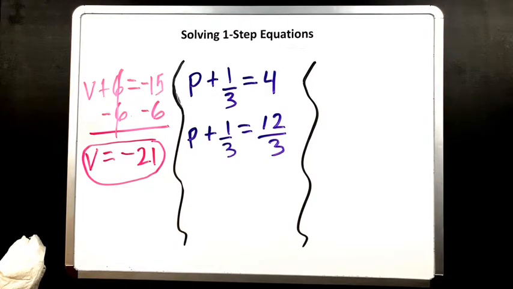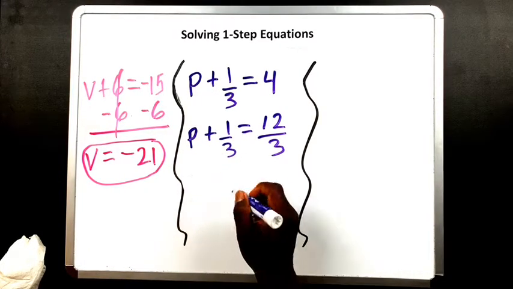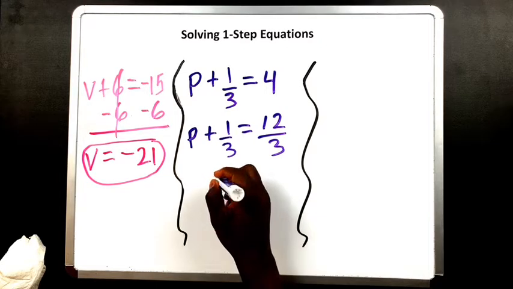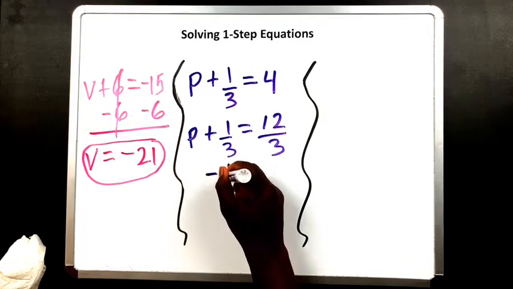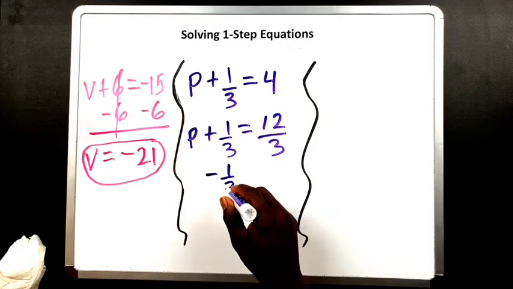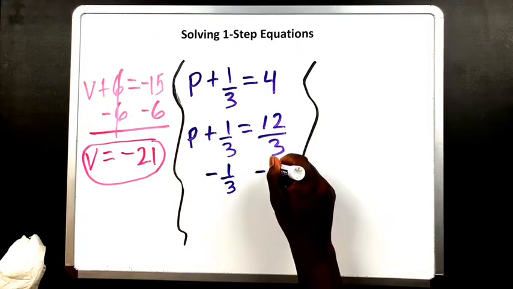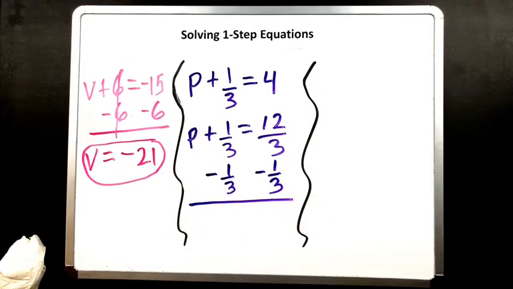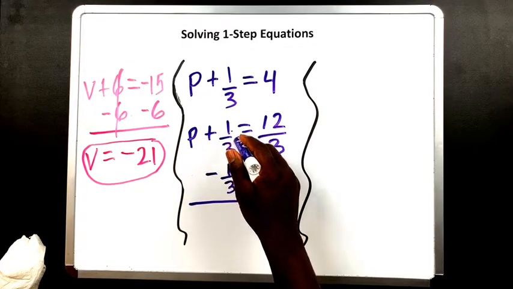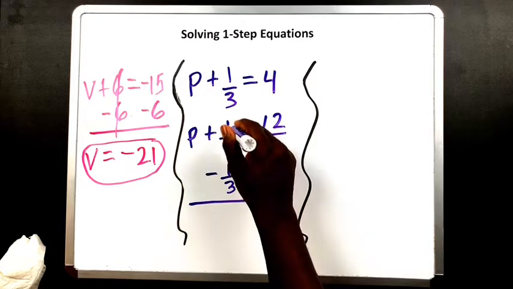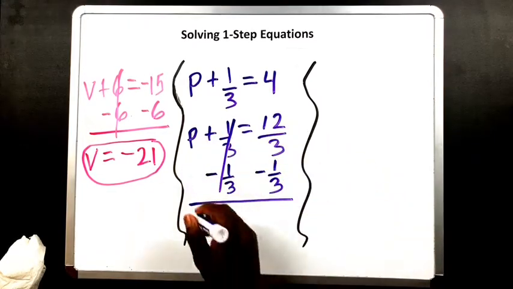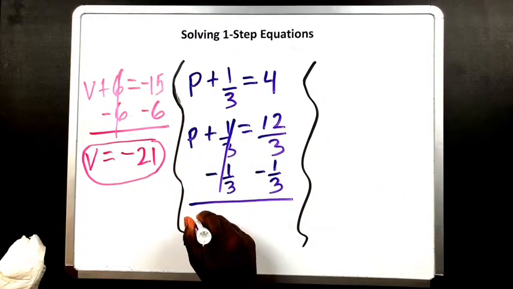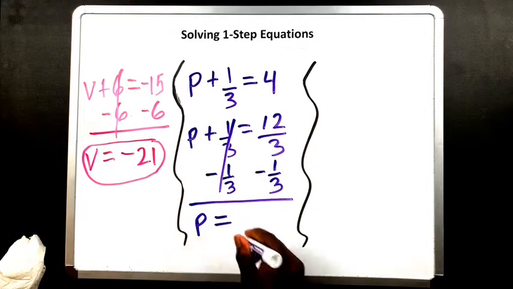In this case, we need to get rid of 1/3 in order to get p by itself. So what's the opposite of adding 1/3? You're right, subtracting 1/3. So we subtract 1/3, and whatever you do to one side of the equation, you do to the other side of the equation. Okay, draw the line. Positive 1/3 plus negative 1/3, that's 0. Remember, you're adding down. So p plus nothing is p. We bring that down, equals.